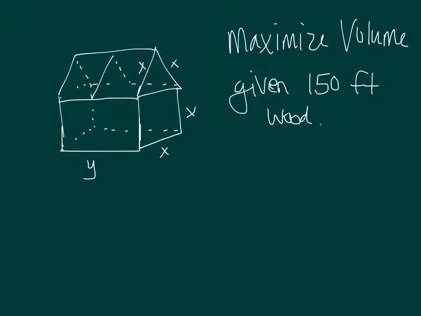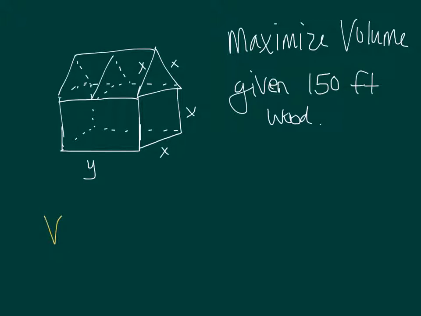Alright, so we have a house and we have 150 feet of wood. We want to maximize the volume of this house. The roof is created using equilateral triangles, 3 equilateral triangles in fact, and the bottom is a square on one side, and then it's a rectangular prism with a square side. So we want to maximize the volume.